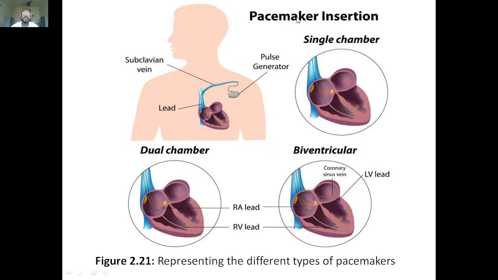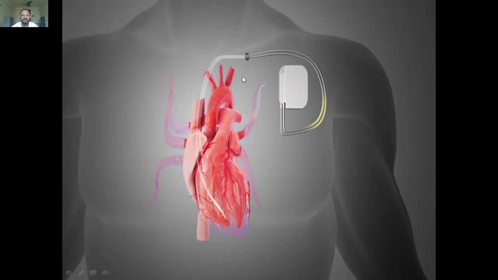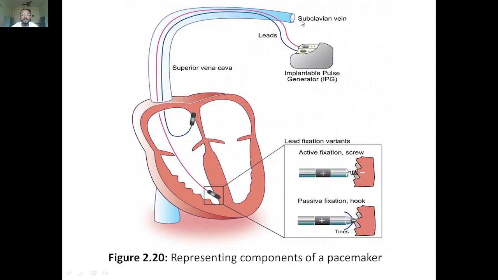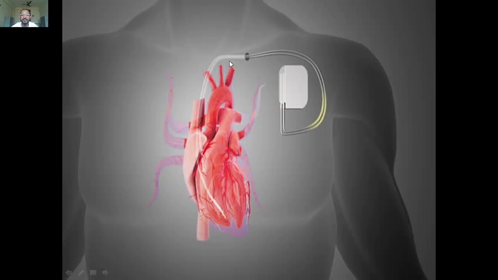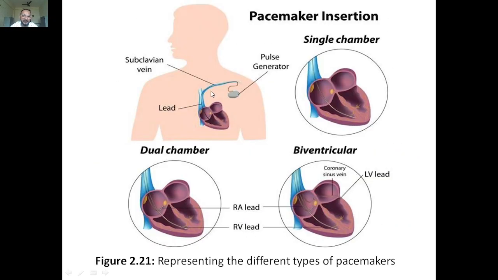Now the pacemaker insertion, how exactly are we going to insert it? We have this pulse generator that should be kept somewhere here. You open up the chest, do the surgery and keep it here. And the subclavian vein, this vein is the subclavian vein, you can see here. Through that we are going to insert the leads or wires. Now these leads will go inside the heart.